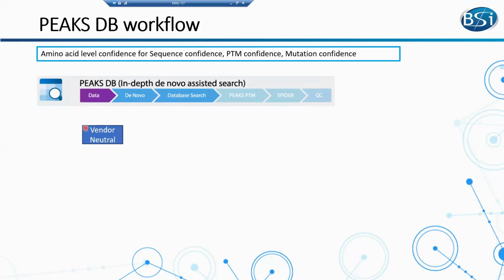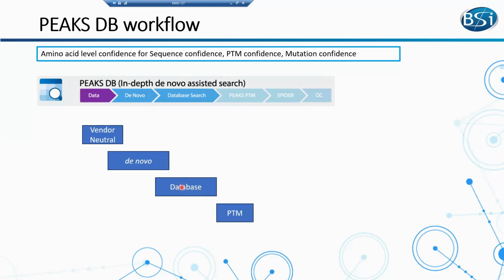The first step is always data loading. Since we are vendor neutral, we support most vendor data. After data loading, we will do our de novo to get the de novo tag, to speed up our search and reduce the search space. Then we will do our database search. After the database search finishes, usually we get the candidate peptide list, and we see how many peptides I can find in this data. Then we base on these candidates to do further validation.